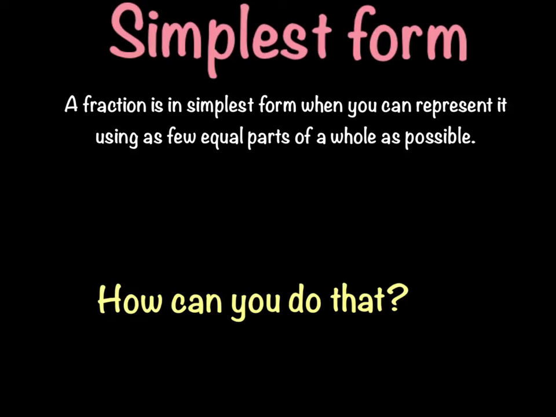A fraction is in simplest form when you can represent it using as few equal parts of a whole as possible. Just like on that last slide, we had the girls represented as 3 equal parts. That's fewer than 6. You know it's in simplest form if you can have equal parts and it's as few as possible. But how can you do that? I'm going to show you how.